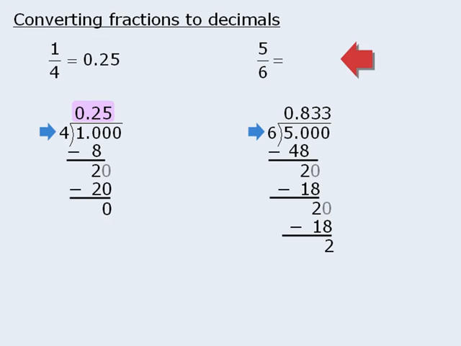So we can say that the decimal equivalent of 5/6 will be 0.83333 and so on, where the 3's continue forever. The bar over the 3 signifies that the 3 repeats forever.